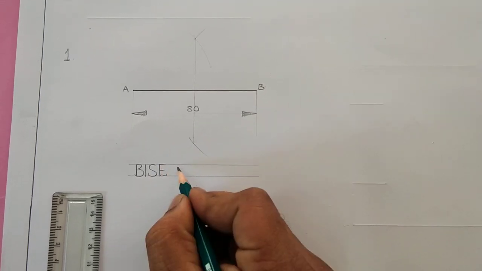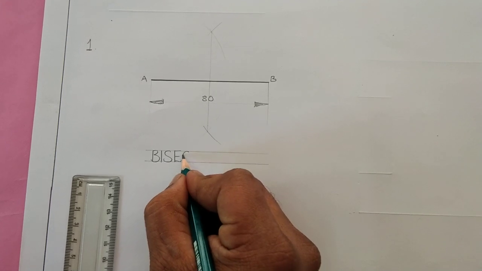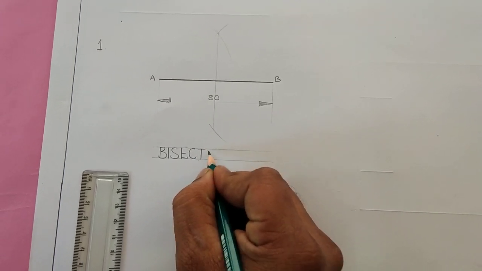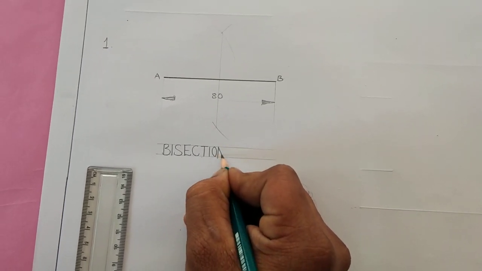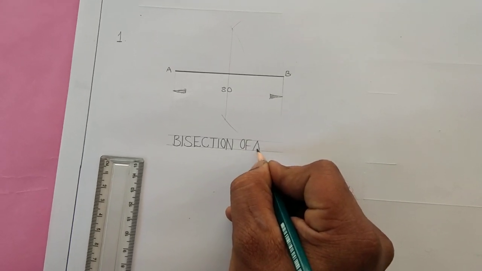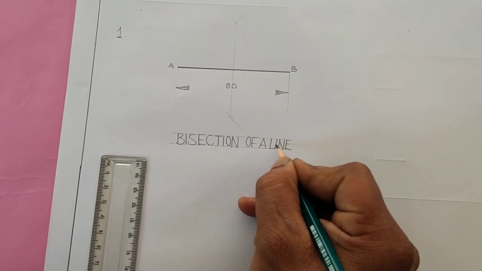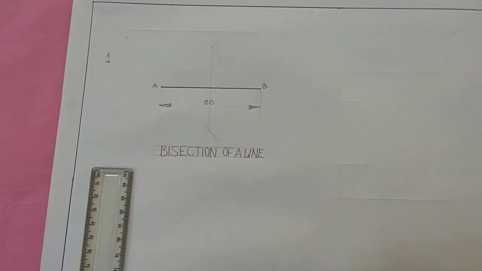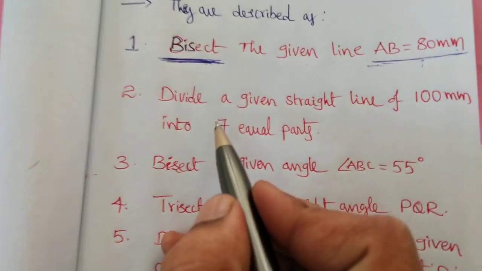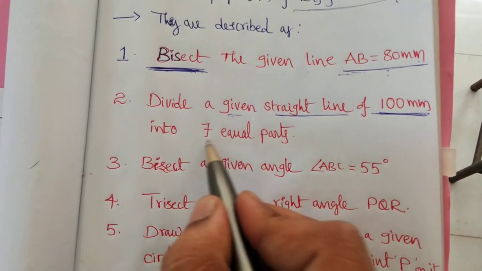As I said, the gap between two guidelines is 7 mm. Bisection of a line. Yeah, this is bisection of a line. That is over. And next we are moving to another problem: divide a given straight line of 100 mm into 7 equal parts.